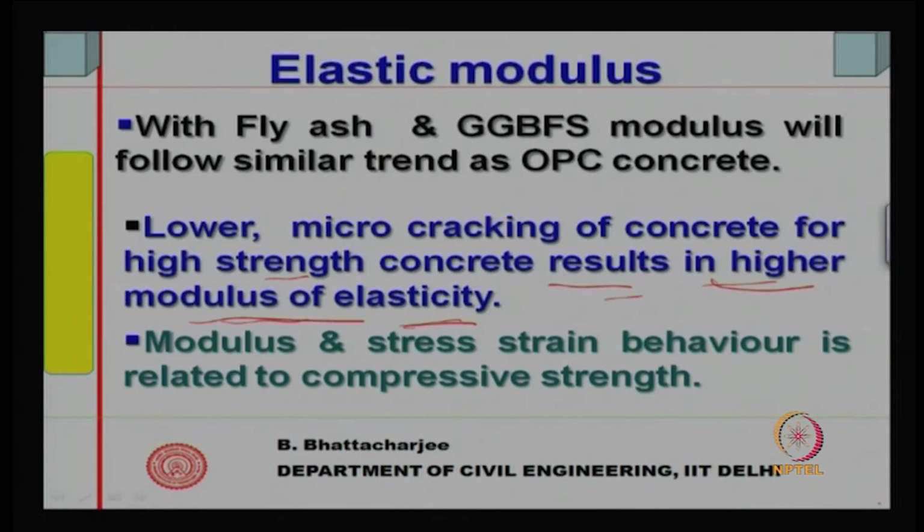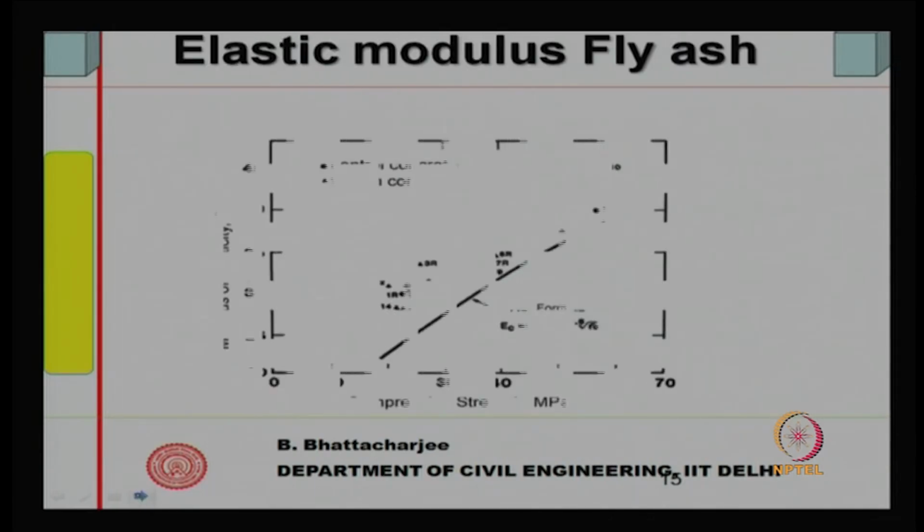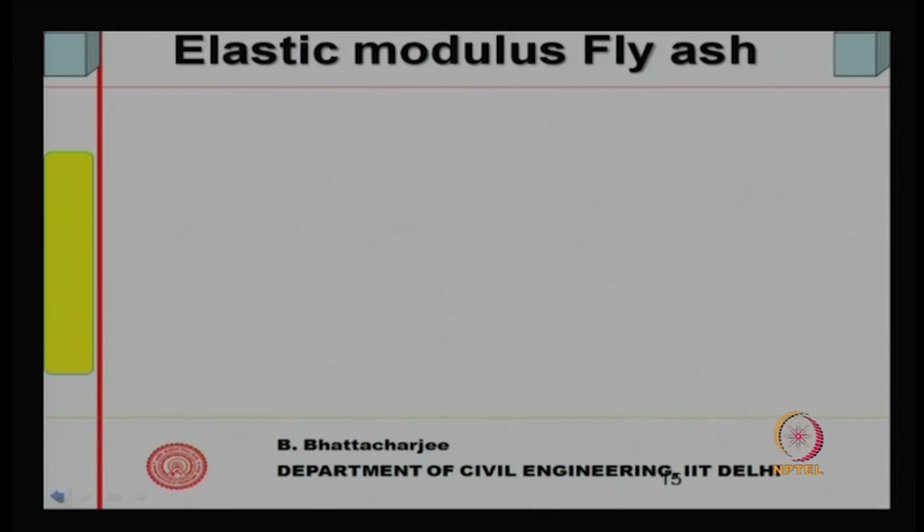Stress strain behavior can also be related to the compressive strength. At lower compressive strength level, the behavior is something like, okay, I will just show you. At lower strength, concrete would behave like this. This is lower strength concrete. High strength concrete will behave something like this. We will have a discussion on this when we talk of high strength concrete.